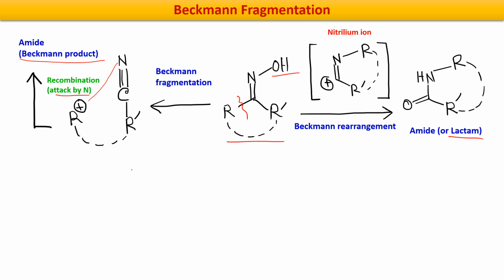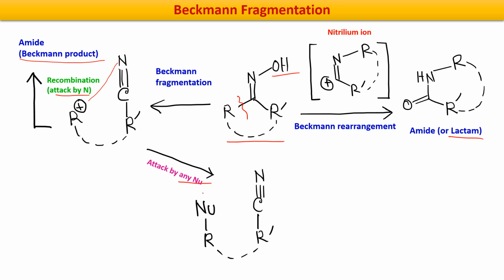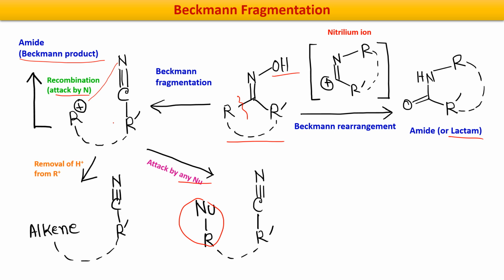Okay, so if after this fragmentation, no recombination is happening by the attack of nitrogen, but instead there is an attack by any nucleophile which is present in the medium, in that case you can see there is no formation of R-N bond and there is a formation of bond between the nucleophile and the R. Now this nucleophile can come from the reagent, reaction condition, it may vary. So this is one of the possibilities after Beckmann fragmentation. Another possibility is if there is a removal of H plus from this R plus portion, and then there is a formation of alkene, C=C double bond. So these are the fates of this R plus after Beckmann fragmentation.